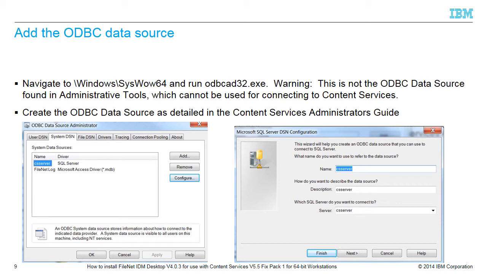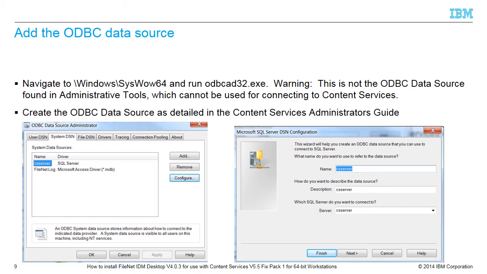Navigate to /Windows/syswow64 and run odbcad32.exe. Warning: this is not the ODBC data source found in Administrative Tools, which cannot be used for connecting to Content Services. Create the ODBC data source as detailed in the Content Services Administrator's Guide.